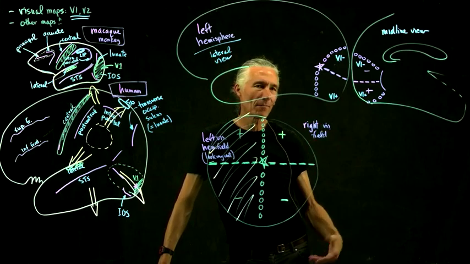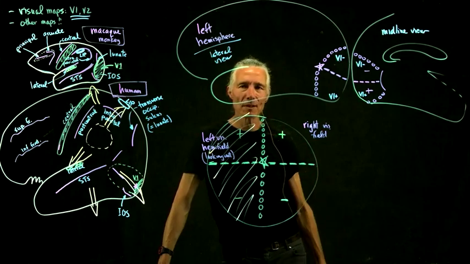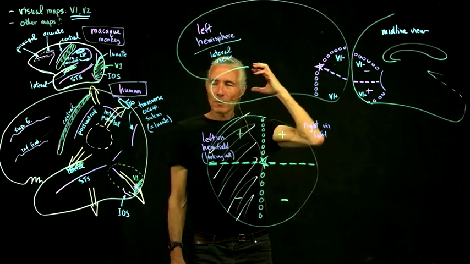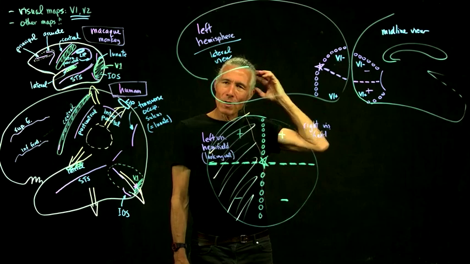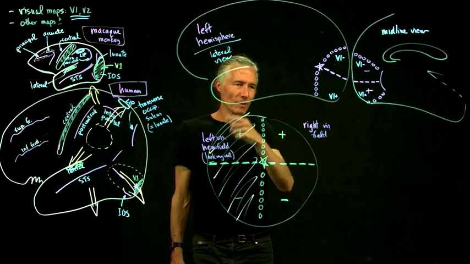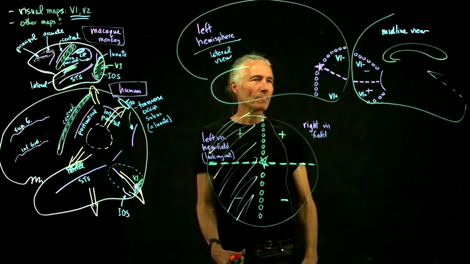Is that particularly functionally important? Not particularly functionally important, but if you could put a video camera over your V1, you would see a mirror image of what's going on in the world. So that's V1.